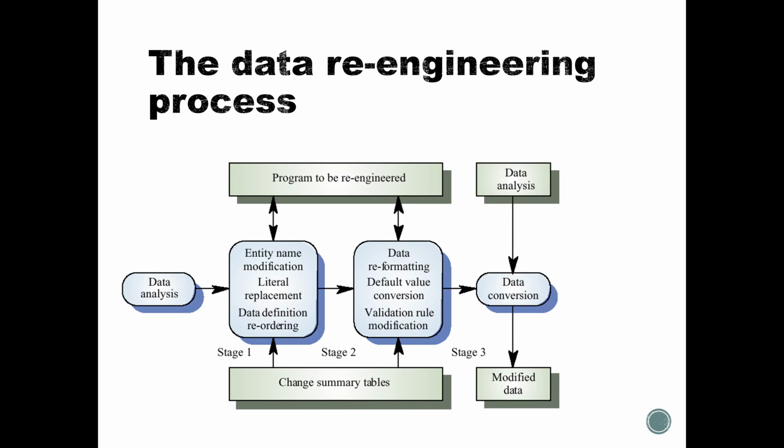So this is the data re-engineering process. Basically, the one which is highlighted in blue mainly talks about the data re-engineering process. So we have the data which we want to analyze, and in stage one we are going to have the entity name modification, literal replacement, data definition, and reordering tasks to do, and then based on which the data reformatting, default value conversion, validation rule modification is going to be performed, and finally we are going to convert the data.